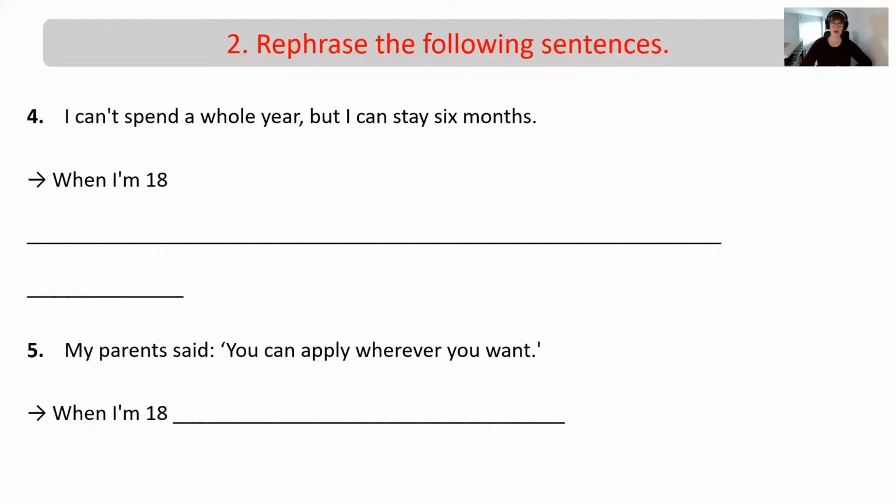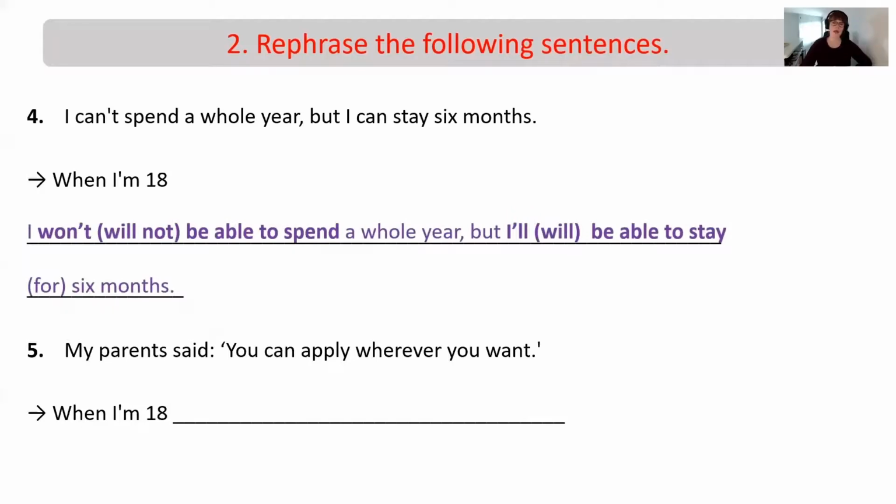I can't spend a whole year, but I can stay 6 months. When I'm 18, I won't be able to spend a whole year, but I will be able to stay for 6 months. I won't be able to spend a whole year, but I'll be able to stay 6 months. For in this sentence is optional. My parents said, you can apply wherever you want. When I'm 18, my parents said I could apply wherever I wanted.